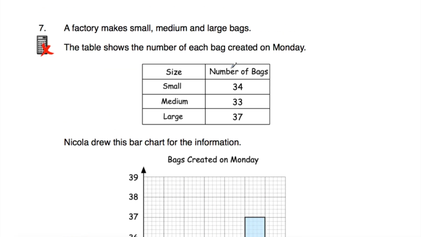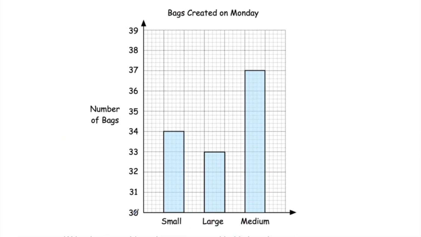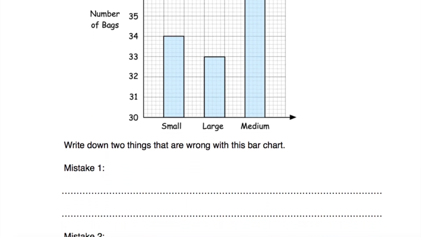Now if we have a look, the number of bags created were 34, 33 and 37. The first thing I notice is that going up vertically, rather than starting at 0, the bar chart starts at 30, and that can actually create quite misleading bar charts. If you don't start at 0, if you start at other numbers, it can create misleading bar charts. So really this vertical axis, the frequency or the number of bags, should start at 0. So that's one criticism, and let's write that down.